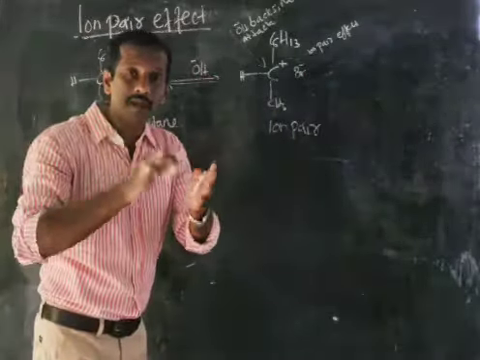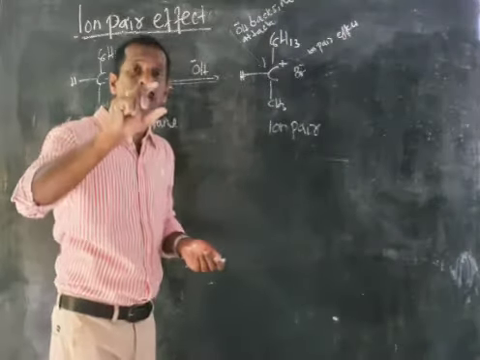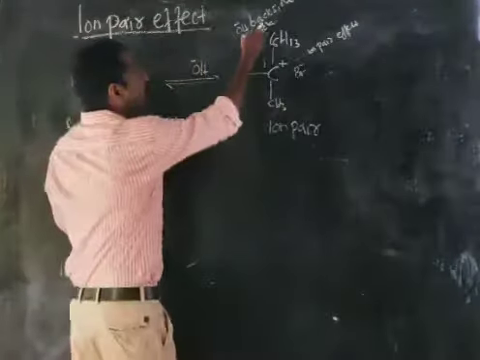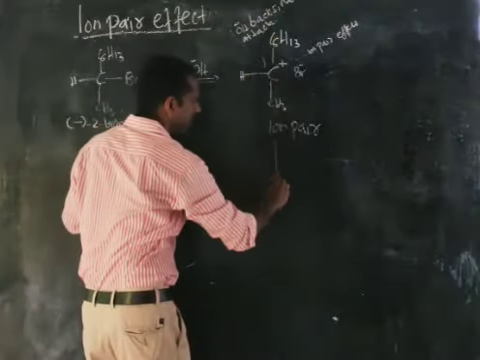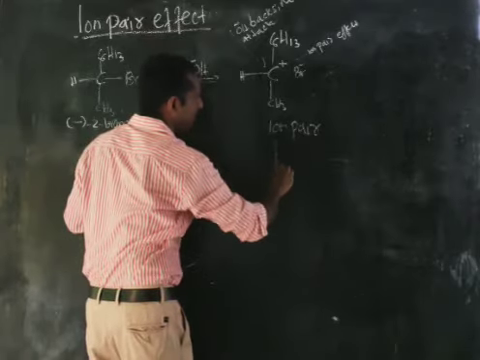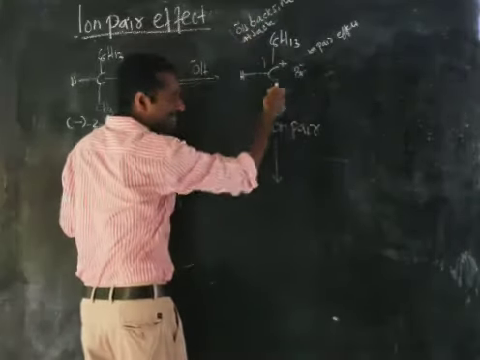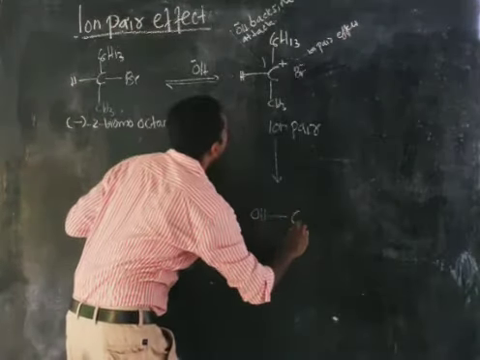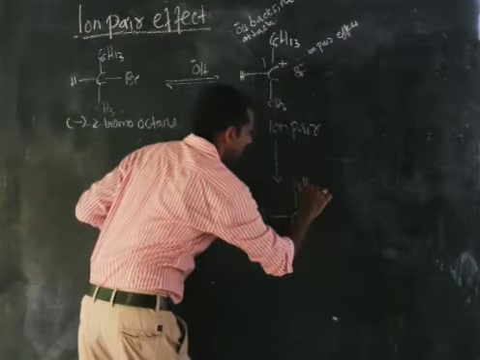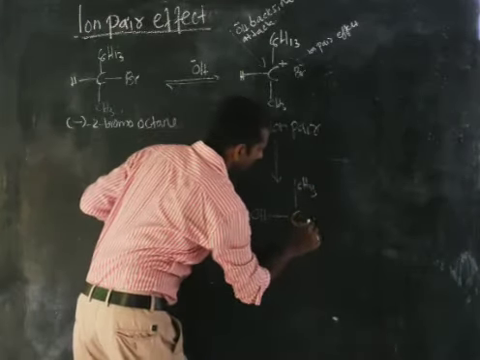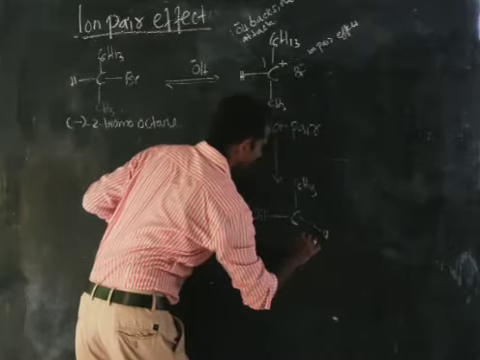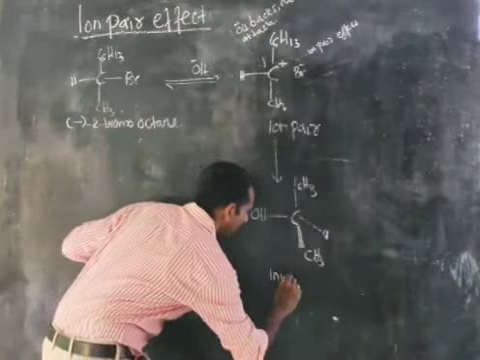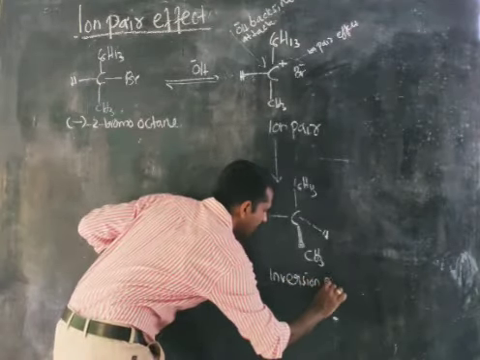So as long as the ion pair effect is existing, as long as the life of the ion pair is existing, only backside attack is possible. If backside attack is possible, what will you get? You will get C6H13, here it is inversion of configuration, H, and here it is CH3. That means the inversion product.